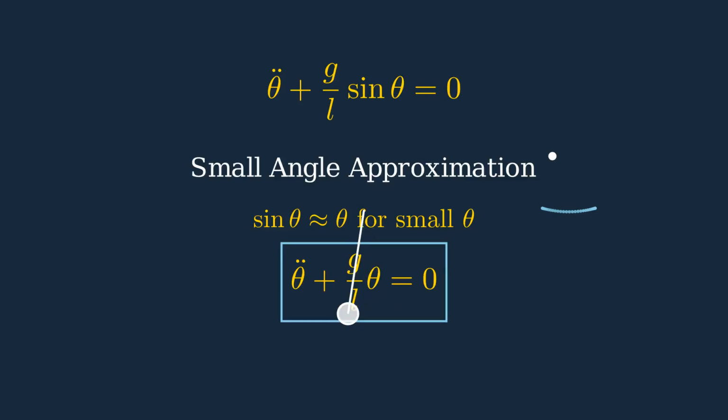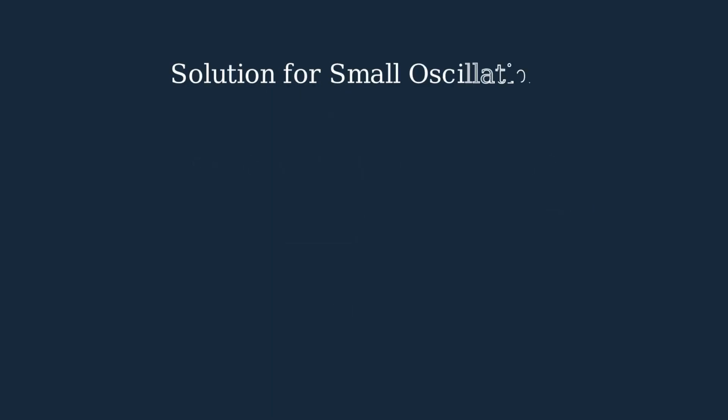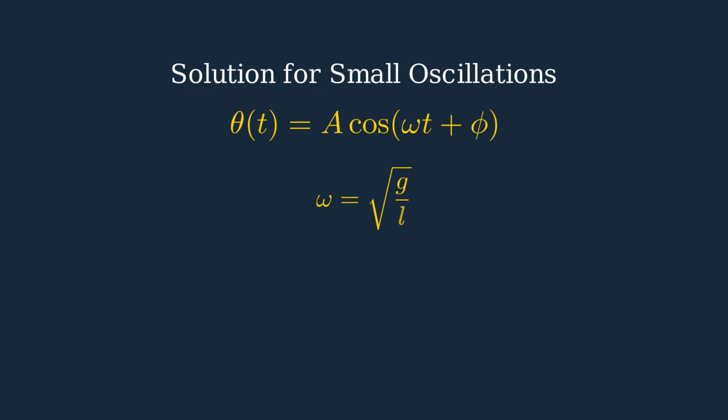Let's visualize this case. The linear equation has a well-known solution in the form of simple harmonic motion. The angular frequency omega depends on the ratio of gravitational acceleration to the pendulum length. The amplitude A and phase constant phi are determined by the initial conditions of the pendulum's position and velocity.